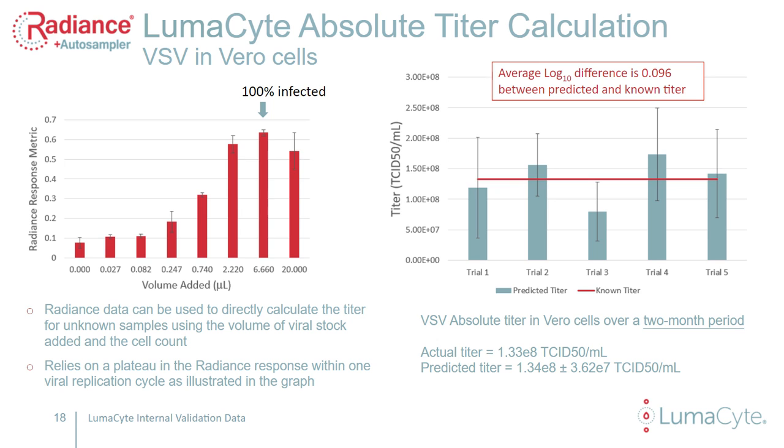If we look at the volume of virus added from 20 to 2, we see there's this 100% infected region shown there. And this calibrates the system to what is 100% effective. Then we can use the dilutions below that to calculate a TCID50. That's shown on the right-hand side, where the predicted titer is shown over a 2-month period. The average log 10 difference between the predicted and known titers was a little less than 0.1, which again is exceptional. If you look at the actual and predicted titers, these are phenomenal results and represent game-changing capabilities for gene therapy and viral infectivity.